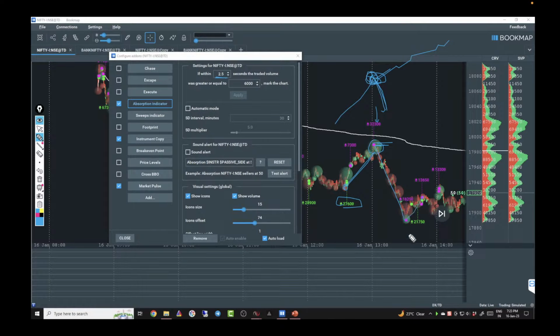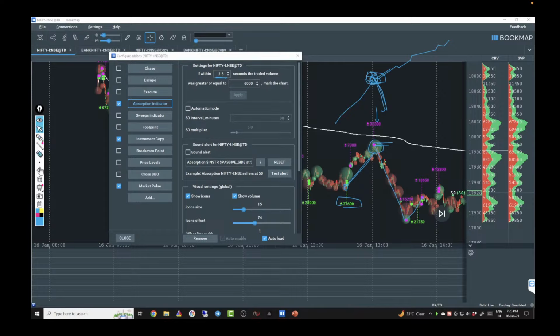And similarly, you can clearly notice whenever we see the absorption, and most importantly it happens in real time. All right, so when this happens, it indicates a presence of passive buyers or passive sellers. So we can utilize it in two ways. I will discuss that. First, let's discuss the setting part.